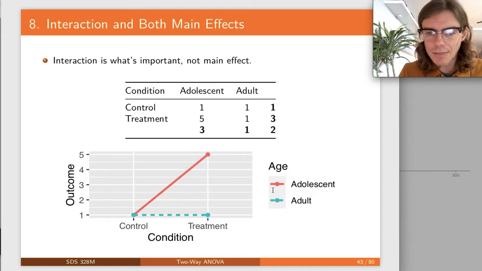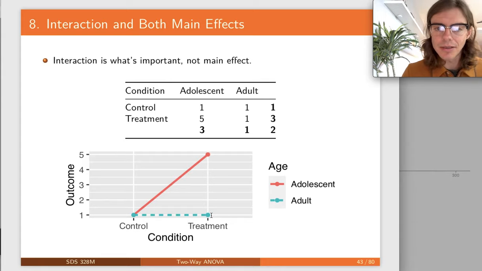If you look at the effect of treatment for adolescents, it helps. It raises you from 1 to 5. So you go up by 4, right? For adults, it takes you from 1 to 1. You don't go anywhere, right? So the drug doesn't help. Getting the treatment is the same as getting the control if you're an adult. So the drug does nothing. But if you're an adolescent, it really helps, right?